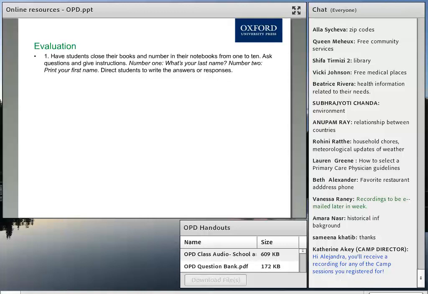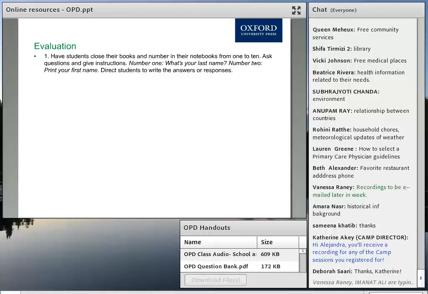Number one, and just to remind everyone, what we're looking at here comes from the lesson plan. Only you would see this. You would be getting this from the Teacher Resource Center. So the students wouldn't see this, but it says have students close their books and number in their notebooks from 1 to 10. Ask questions and give instructions.